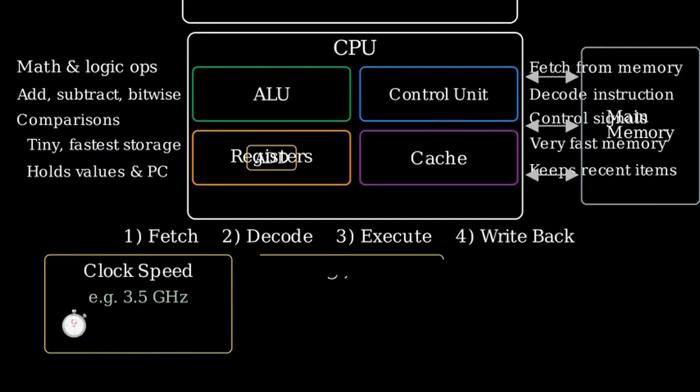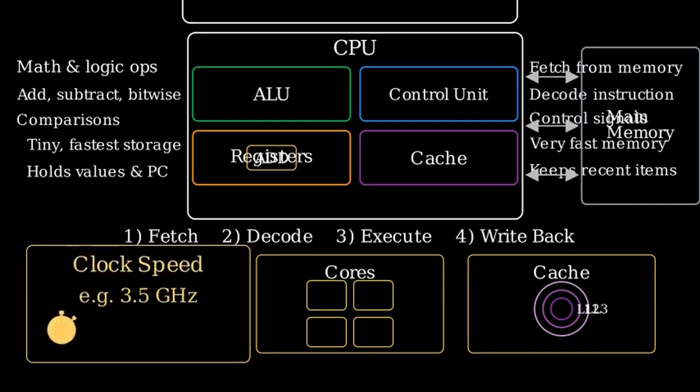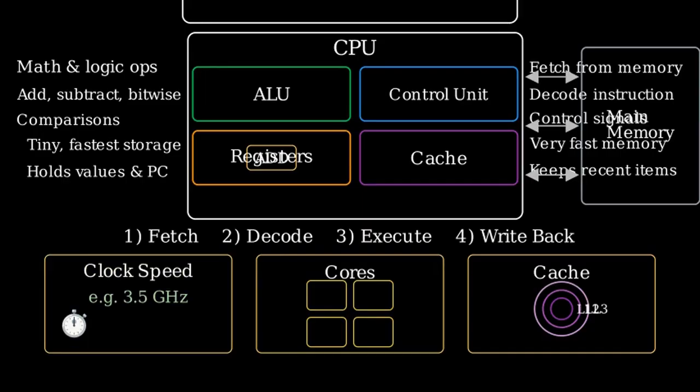What makes a CPU fast? 3 big ideas. First, clock speed, measured in gigahertz, counts how many cycles per second we can run. Second, number of cores. Each core runs its own instruction cycle. So more cores means more parallel work. Third, caches. Level 1, Level 2, and Level 3 cache sizes matter because hitting cache avoids slow main memory.